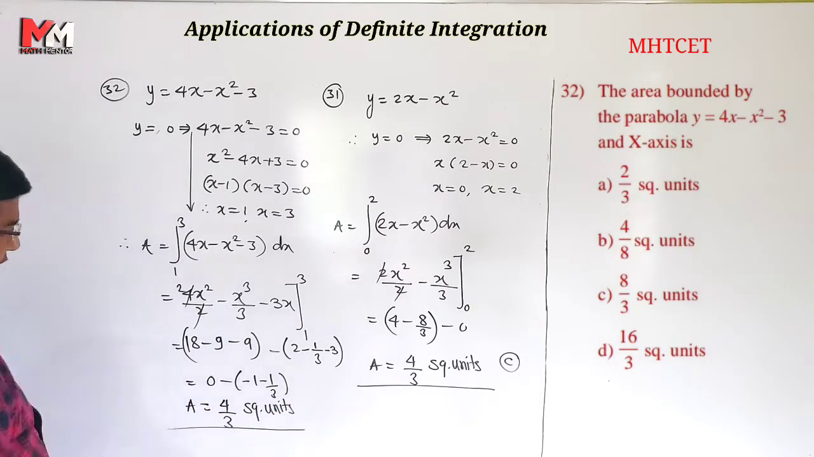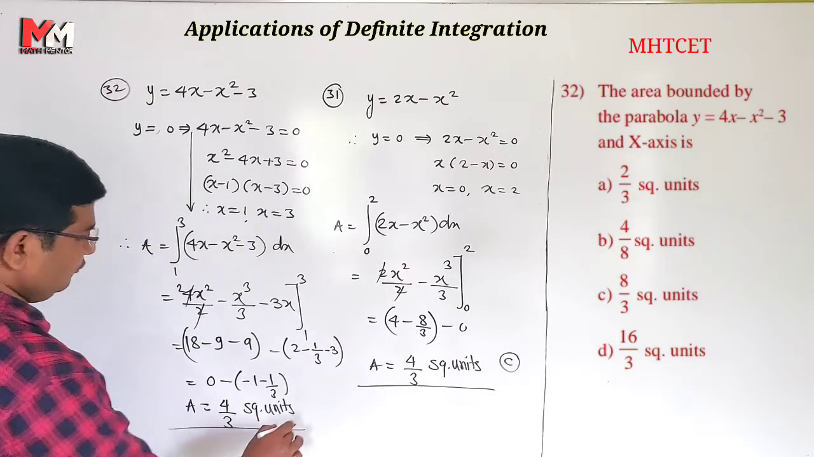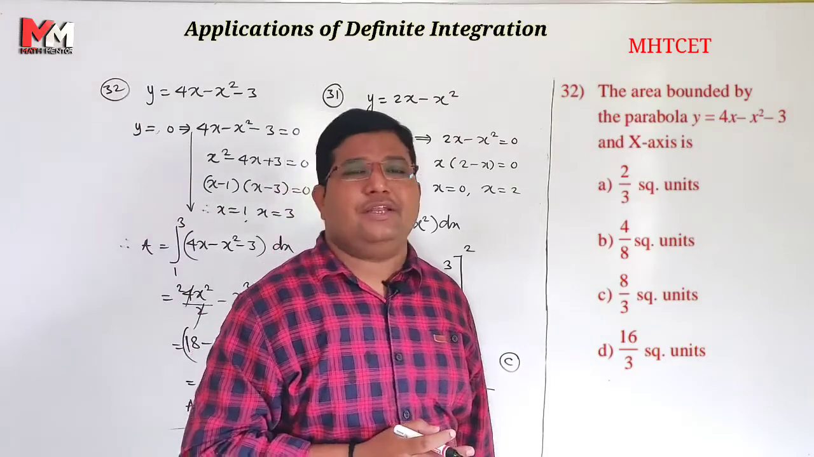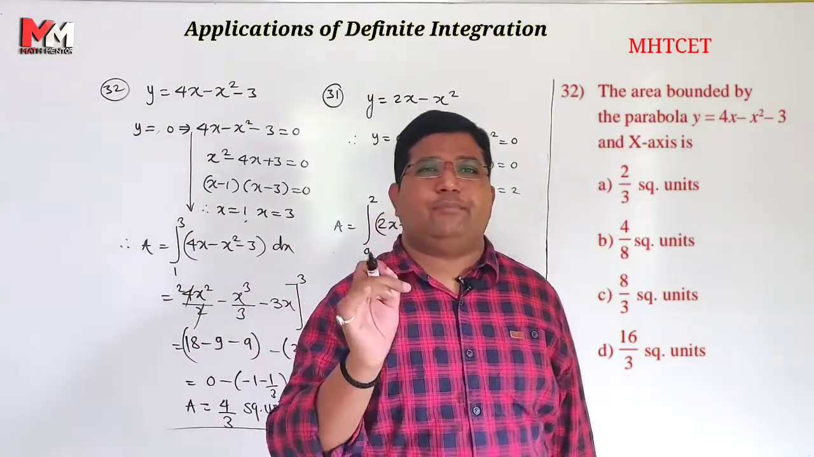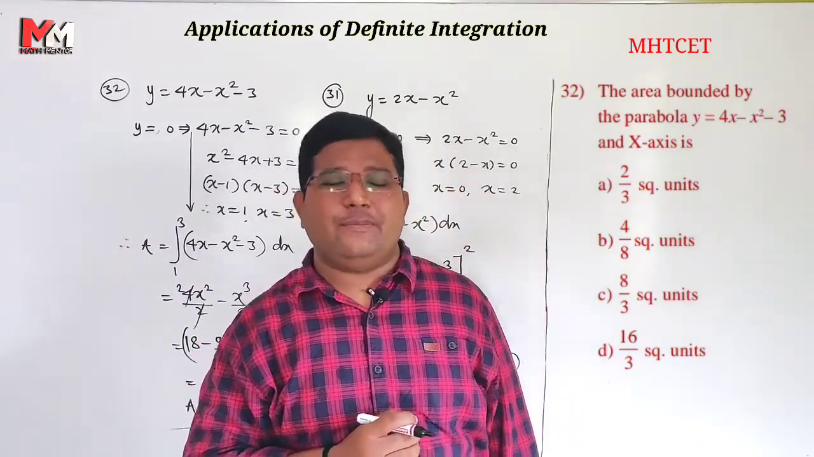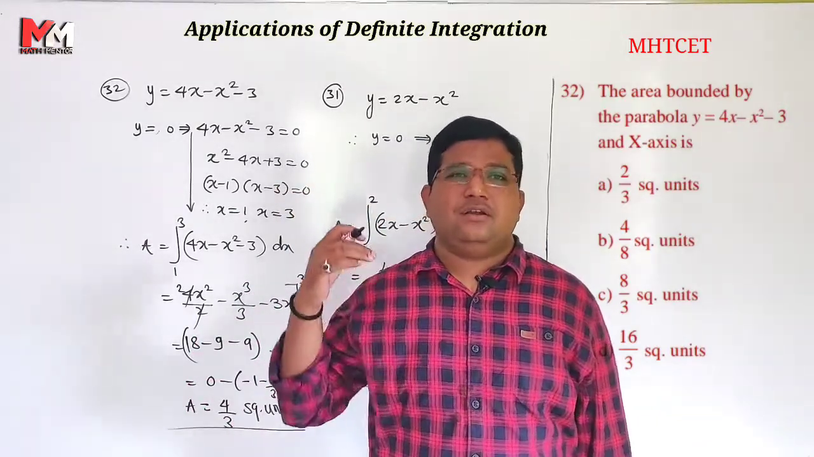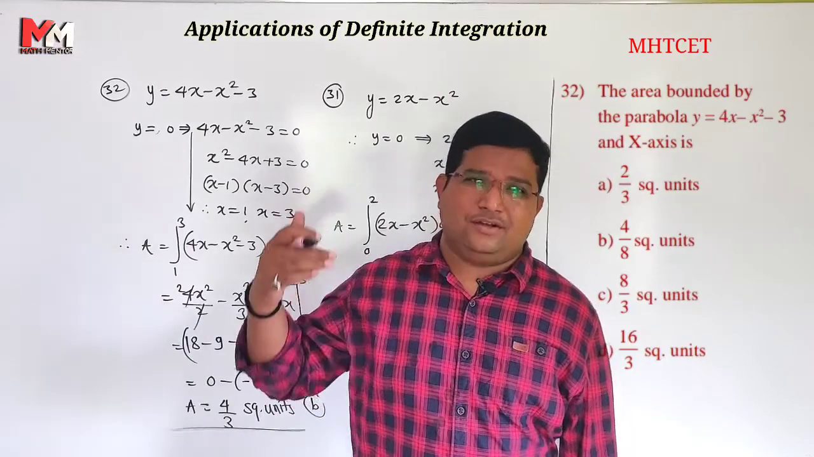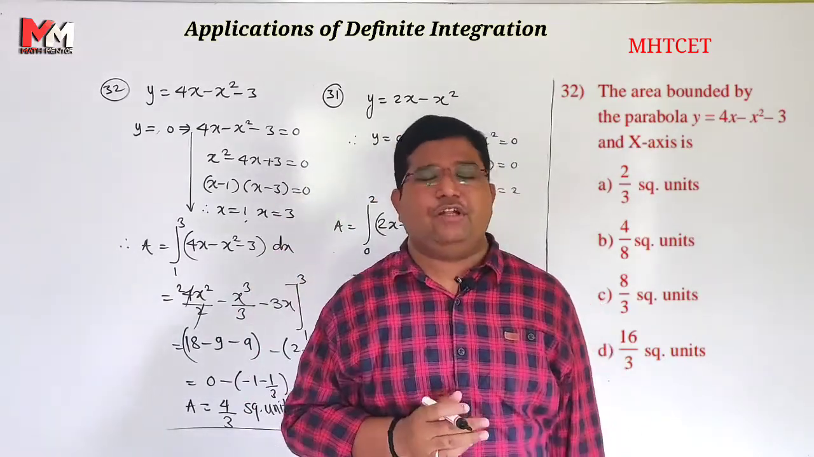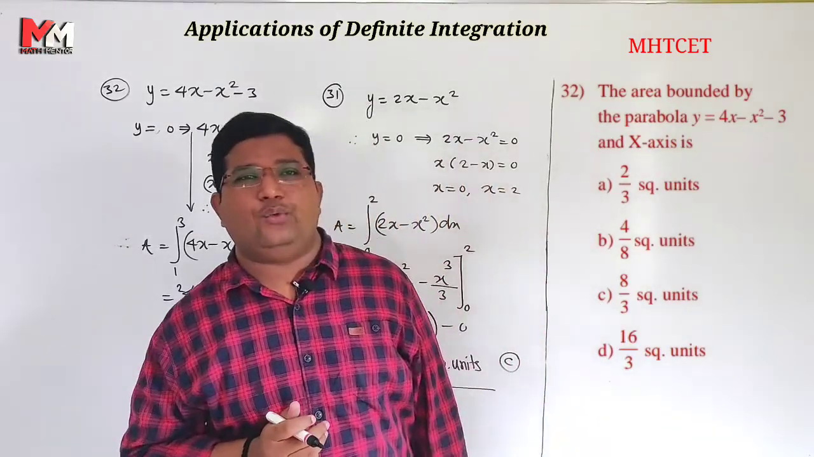So what is the answer? 4 by 3 square units. So the option is B. These two examples are very similar. Both have the equation of a parabola, and we have to find the ordinates, that is the limits of the graph of this curve. So find the integration by using this simple process. 31 and 32 are completed. We'll take the next one now.